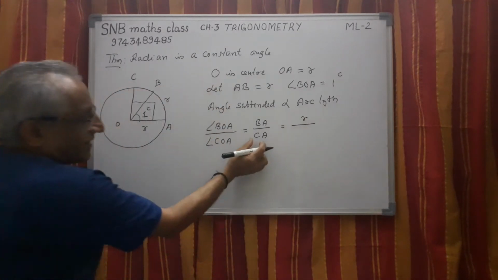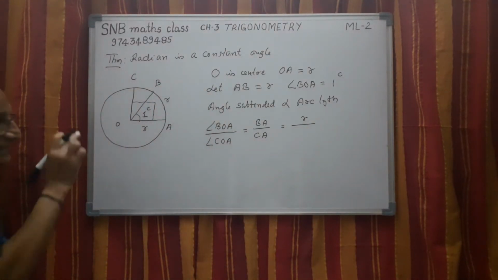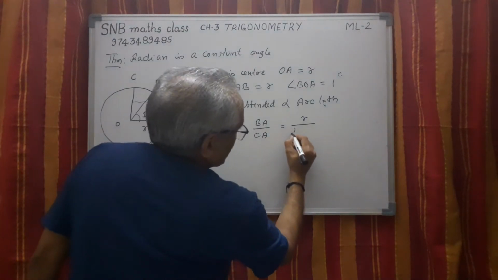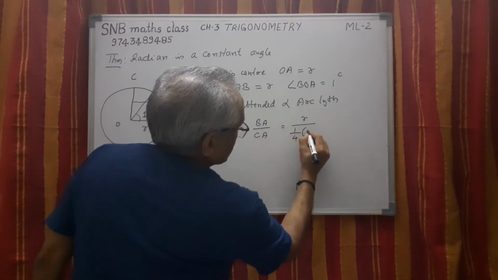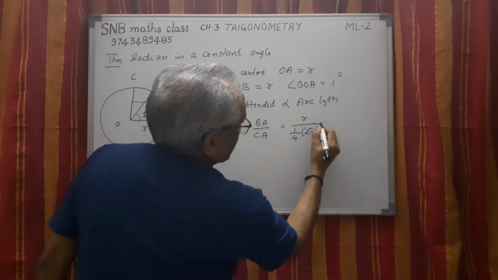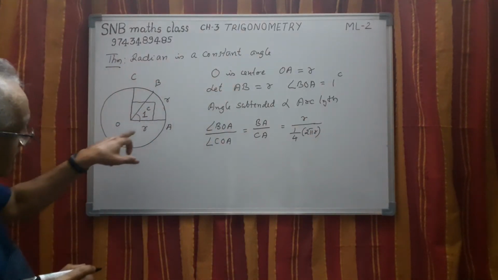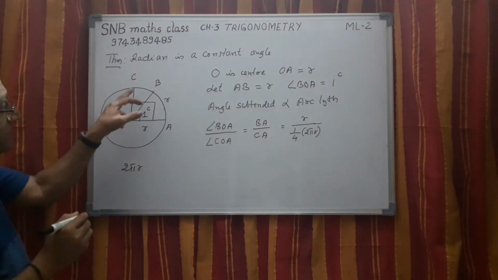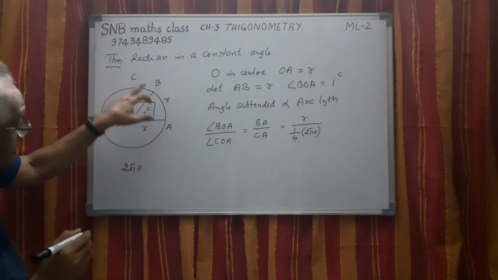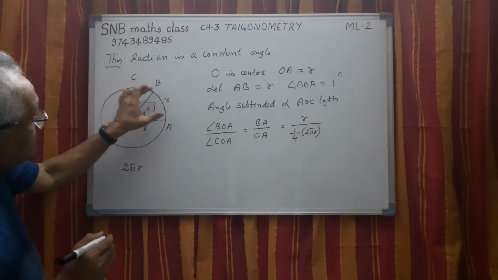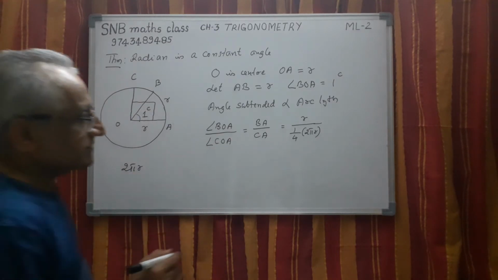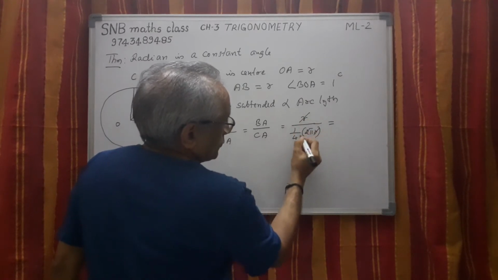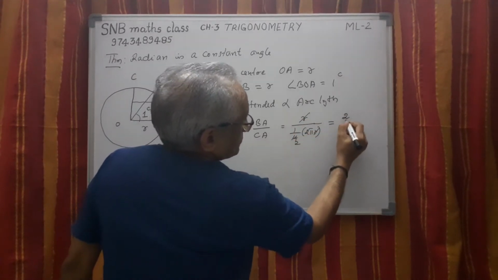Now, what is the arc length of AC? This is actually 1/4 of the circumference. So I can write here 1/4 of circumference, which is 2 pi r. Let me repeat again, because the entire circle circumference is 2 pi r. Arc length means circumference only. And this 90 degree is actually 1/4 of the entire circle. Therefore, this length must be equal to 1/4 of 2 pi r. Now, when you simplify this, you can cancel r and r here, 2 and 2 here, and this 2 goes up. So 2 by pi.